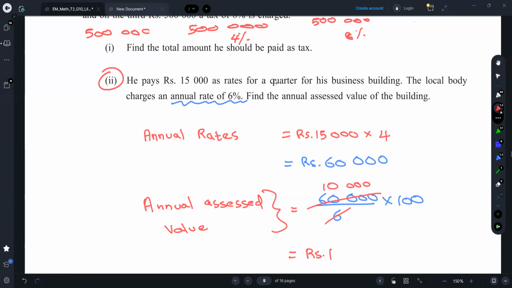1, 2, 3, 4, 5, 6. 6 zeros. 1 million. Or else 10,100,000. This is the method.